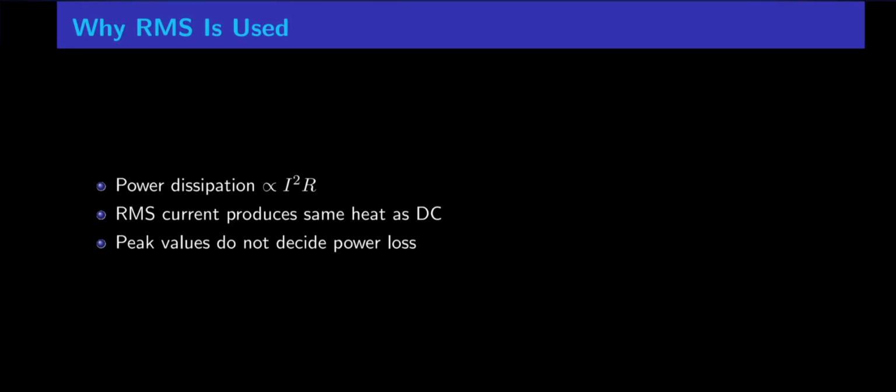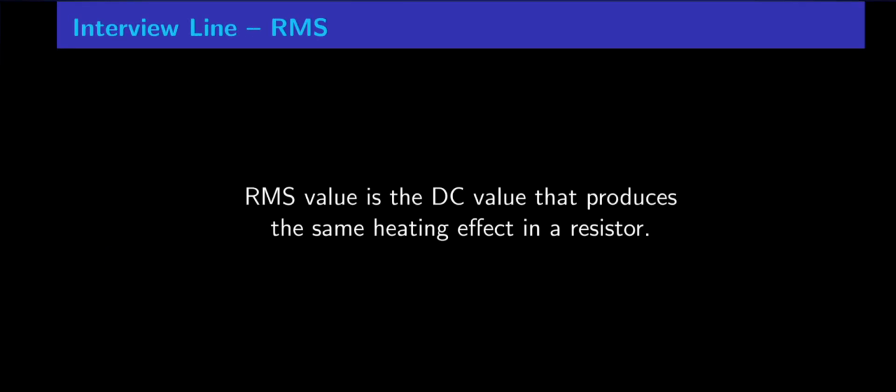Peak values do not determine power loss because they occur only for a very short duration and do not contribute significantly to heating. RMS value is defined as the DC value that produces the same heating effect in a resistor as the given AC value. This definition is commonly asked in interviews and clearly explains the physical meaning of RMS.